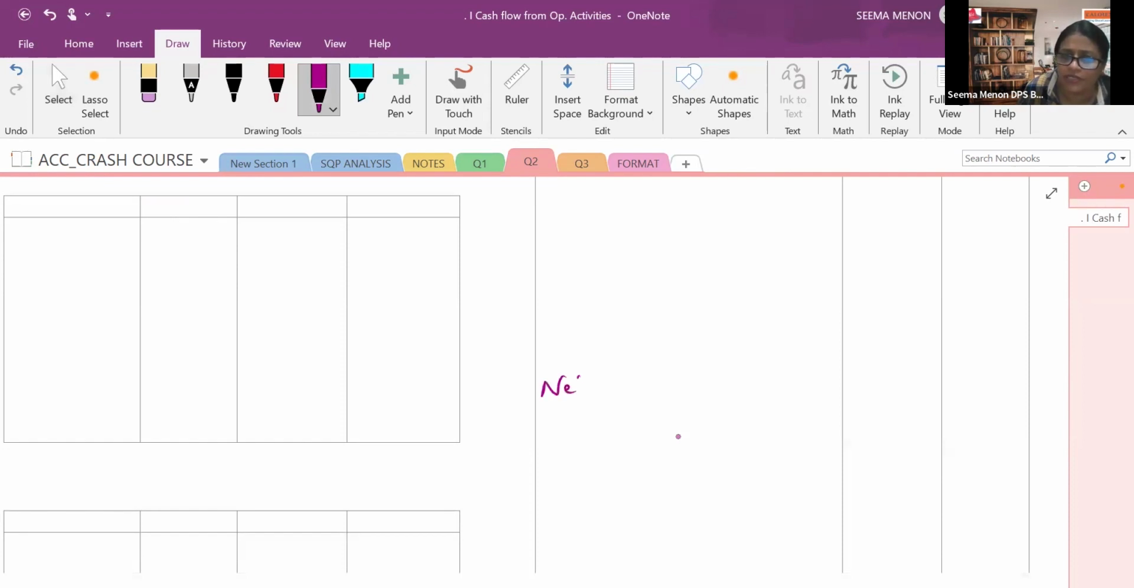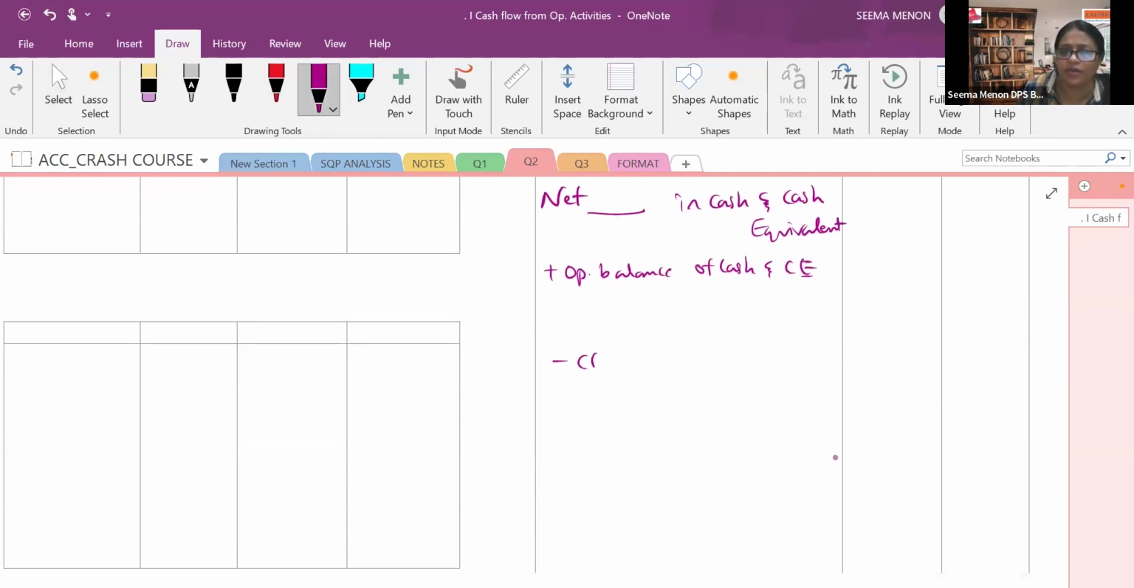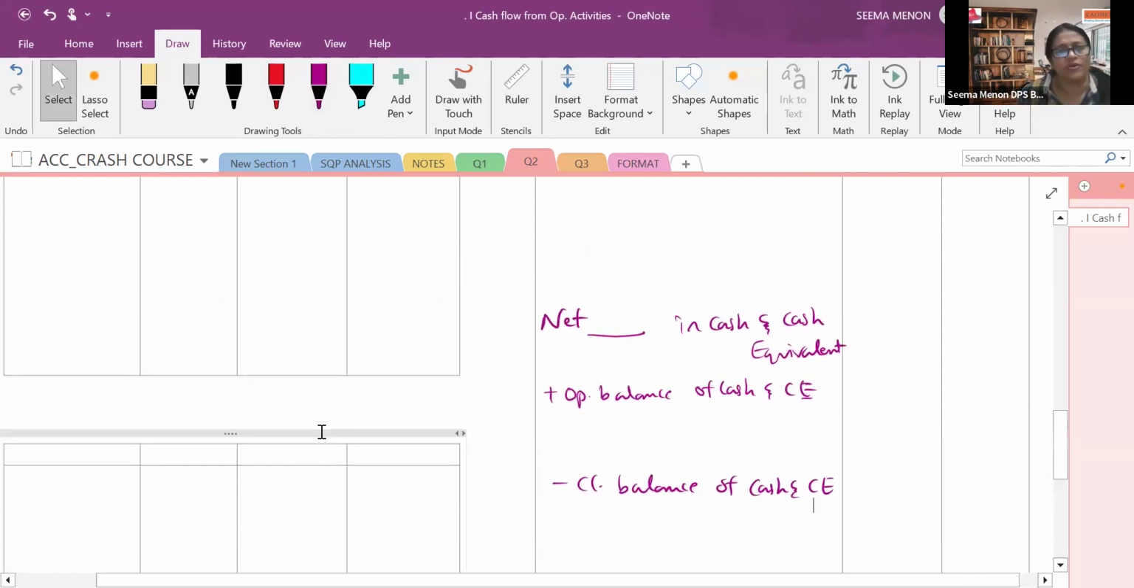Then you will write net increase or decrease in cash and cash equivalent, we don't know which now. Because after adding all the 3 activities, you will get an increase or decrease in cash and cash equivalent from operating, investing and financing activities. With that, you will add the opening balance of cash and cash equivalent. If you add that, you will get the closing balance of cash and cash equivalent. Now, let's move into the adjustment.